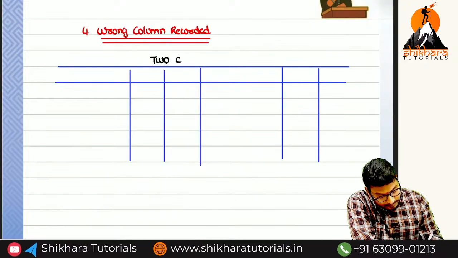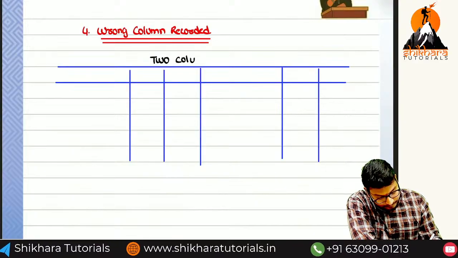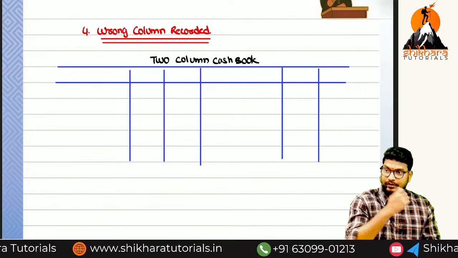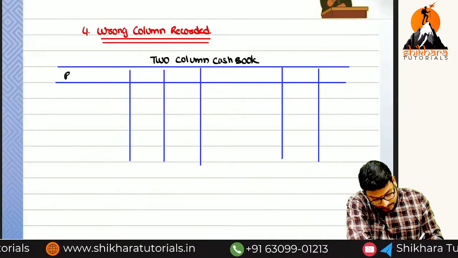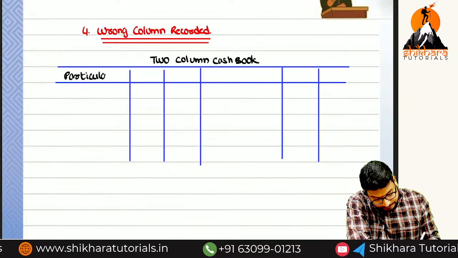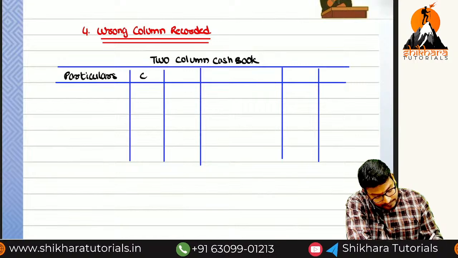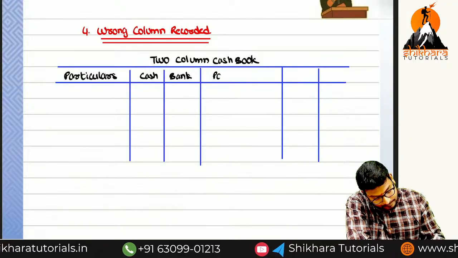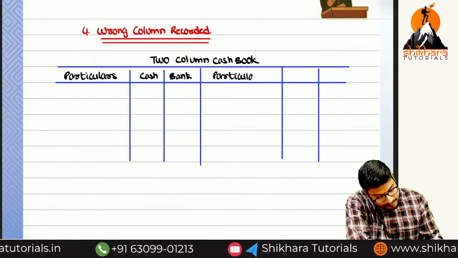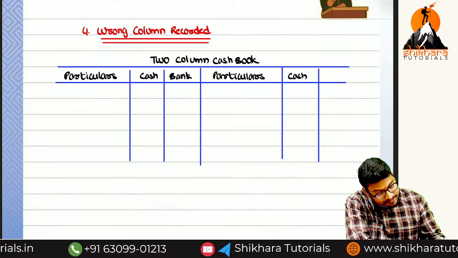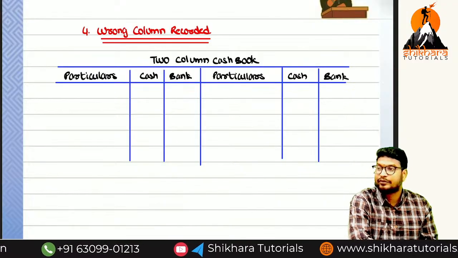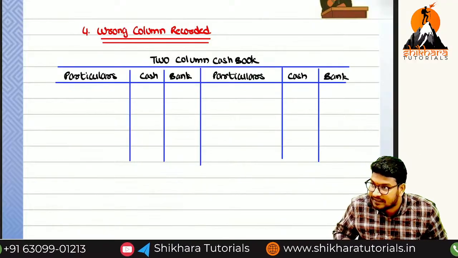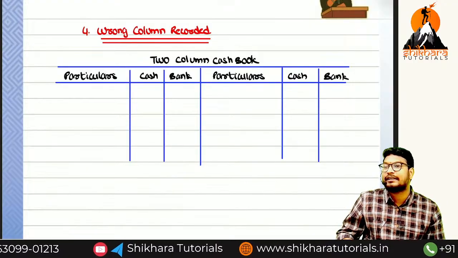This is a 2-column cash book. So particulars, cash, bank. Particulars, cash and bank. What is the meaning of 2-column? We are opening 2 ledgers in 1 ledger. We are opening how many ledgers? 2 ledgers in 1 particular ledger.